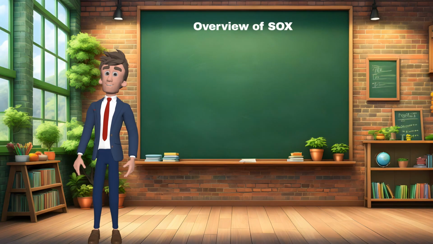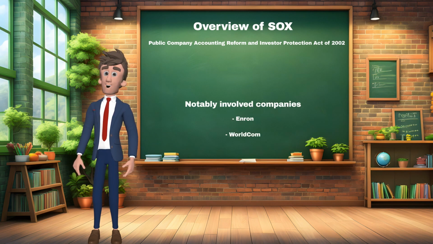The Sarbanes Oxley Act, officially known as the Public Company Accounting Reform and Investor Protection Act of 2002, is a federal law enacted by the United States Congress in response to corporate accounting scandals that shook investor confidence in the early 2000s, notably involving companies like Enron and WorldCom. These scandals revealed widespread accounting fraud, corporate misconduct, and inadequate oversight, which led to significant financial losses for investors and undermined trust in the integrity of financial markets.